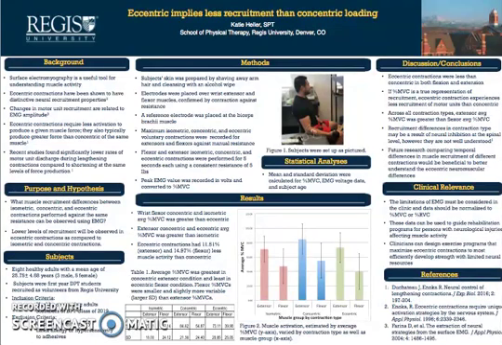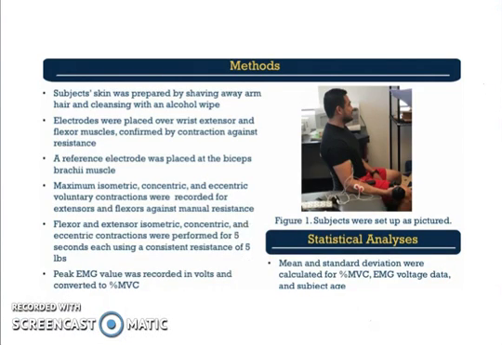Figure 1 shows proper subject setup after skin preparation and placement of electrodes on the flexor and extensor muscles of the wrist. A reference electrode was placed at the biceps brachii muscle. Maximum voluntary contractions were then performed for each type of contraction studied, which were later used for normalization of data to percent maximal voluntary contraction. Isometric, concentric, and eccentric contractions were performed at the flexor and extensor muscles through the entire range of motion using 5-pound weights for 5 seconds each.